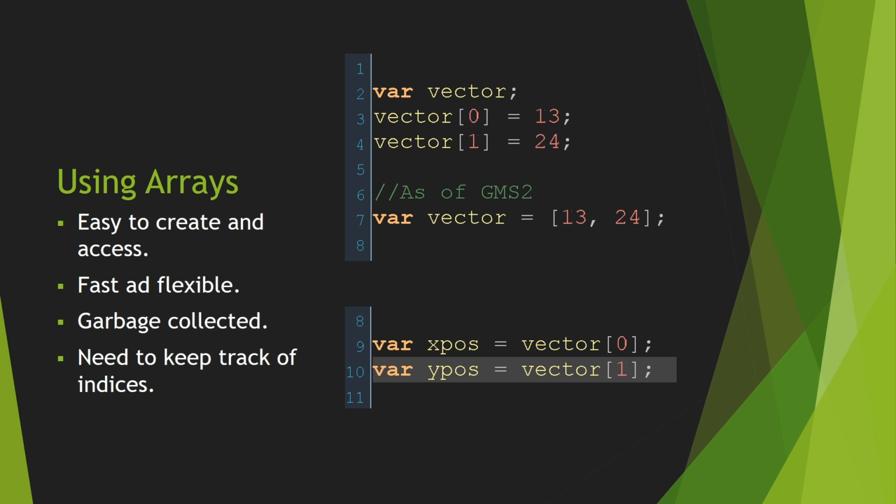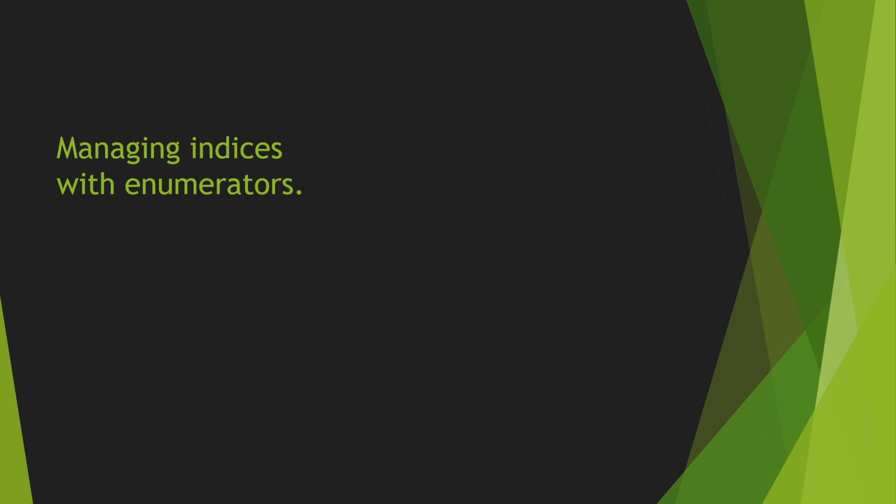However, what's not very nice is that you need to keep track of all the indices. In this case, you would need to know that 0 stands for x and 1 stands for y. Now, there is a very nice way to make this better, which is to use enumerators to manage your indices. So for example, you could have a script anywhere with enum vec2 written, holding xpos and ypos, where xpos will automatically be assigned the value 0 and ypos will automatically be assigned the value 1. And from there on, it has a name and you don't have to really think about it.